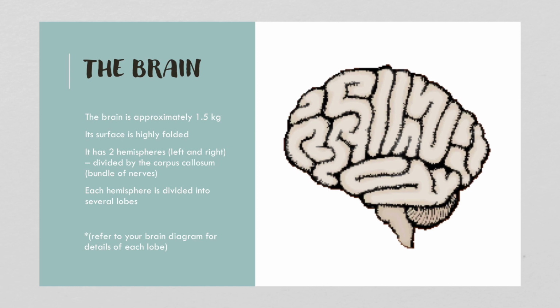The brain is also divided into two hemispheres, a left hemisphere and a right hemisphere. And that's divided by the corpus callosum, which is a bundle of nerves that connect the two hemispheres. And a fun fact about our brain, the right side of your brain controls the left side of your body and vice versa. And then each hemisphere itself is divided into several lobes as well. And you'll refer to your brain diagram for the details of each lobe that we have in class.